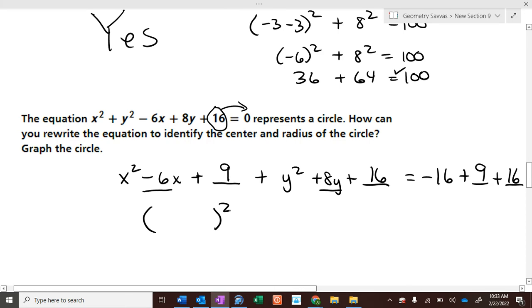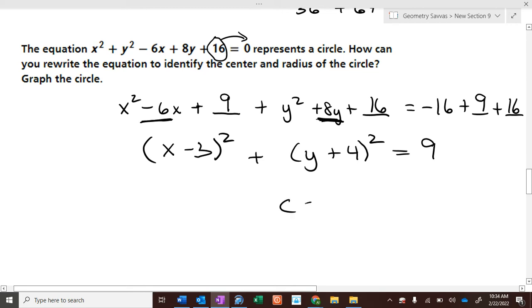Now we're going to rewrite it with this fancy squared thing. Now what do we say half of this was? Negative 3. So we go x minus 3. That's what goes in that set of parentheses. What do we say that half of this was? 4. A positive 4, so it's y plus 4 squared equals, what's negative 16 plus 16? 0 plus 9 is?